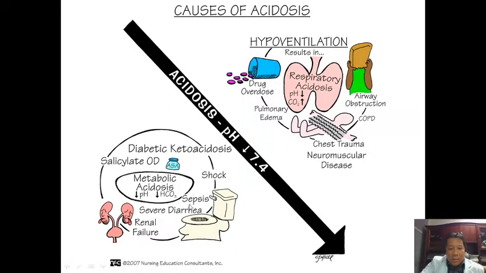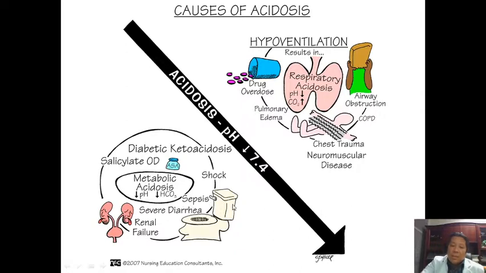For metabolic acidosis, some of the most common causes would be DKA, diabetic ketoacidosis related to type 1 diabetes. Shock, if the patient lost too much blood, that leads to decreased intravascular blood volume. Overdose of aspirin or any type of salicylates. Severe diarrhea causing loss of too much bicarbonate. Kidney failure, decreasing the elimination of hydrogen ions from the system, and sepsis.